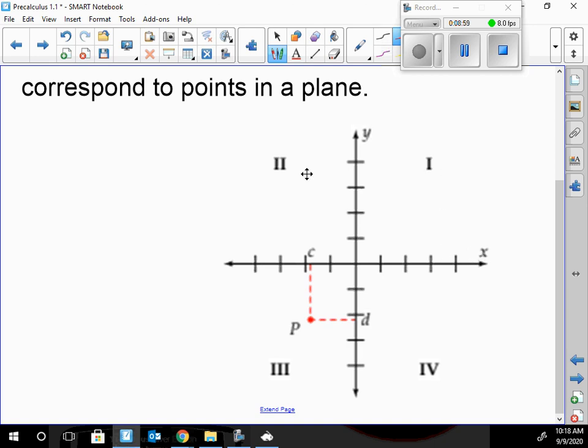We have 4 different quadrants in these. The first quadrant is here, and then you go counterclockwise. Second quadrant, third quadrant, fourth quadrant. This point where C is here and D is here forms the ordered pair (C, D). The number on the x is always going to come first. The number on the y always comes second.